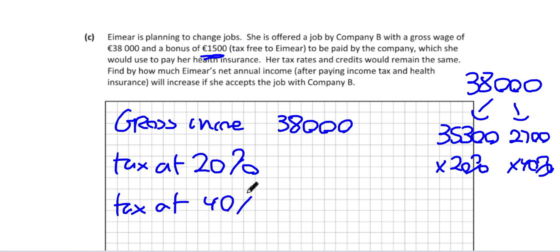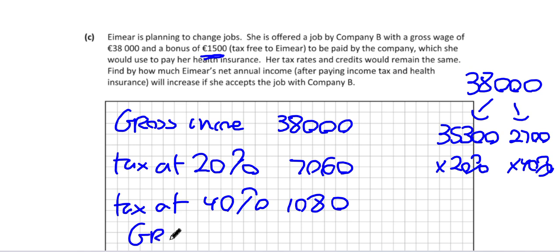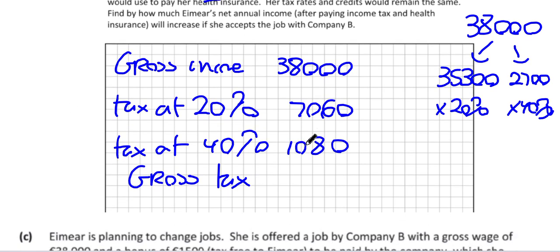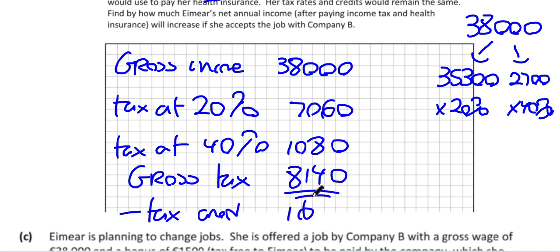And when you do them in the calculator, what you should get is the same. 7060, exactly the same as last time, except this one's smaller. It's 1,080. You add them together to get what? Once you add them together? No, add them. 8,140. You're not going to pay all that. Why? Tax credit. Your tax credit of 1,650. So how much are you going to pay the government?